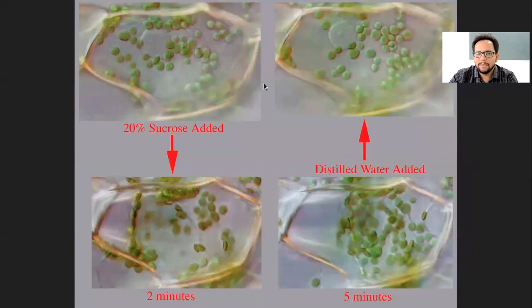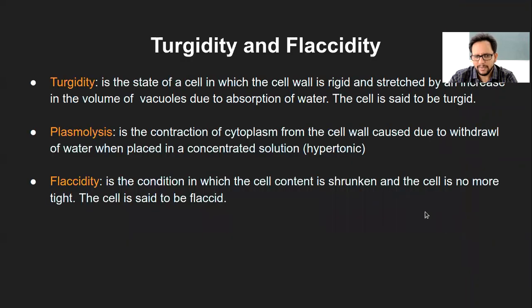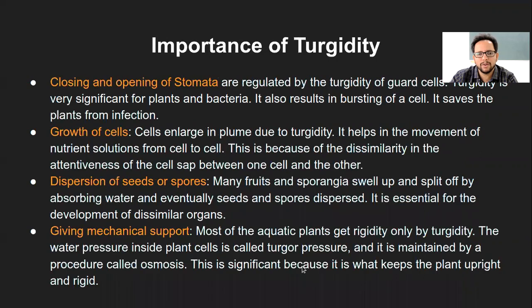And this was the example when a cell is kept in 20% sucrose, that is a hypertonic solution, outside the cell. It will shrink because the water will move out. And then when the same cell is placed into distilled water, it will again regain its normal shape. So that is what plasmolysis and deplasmolysis were. Definitions, again, you can read on your own.